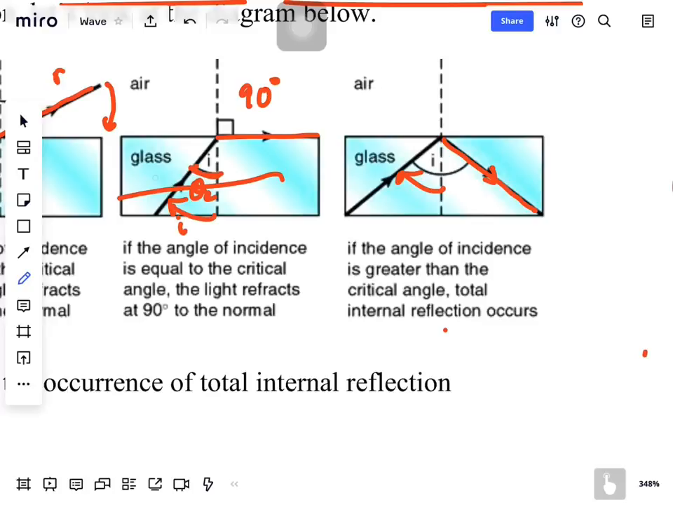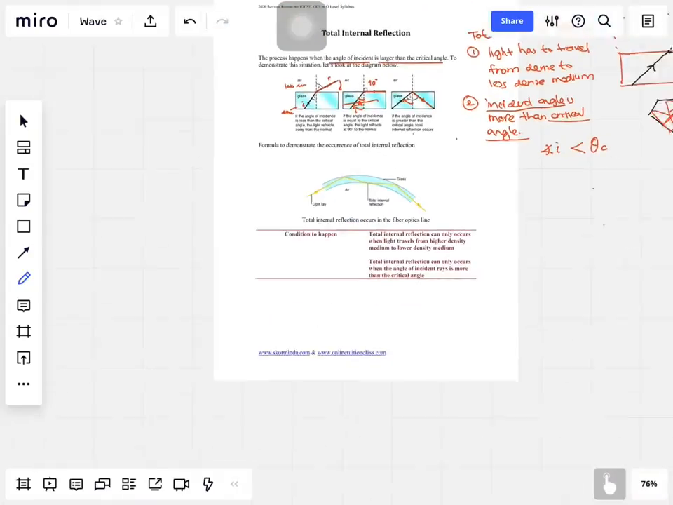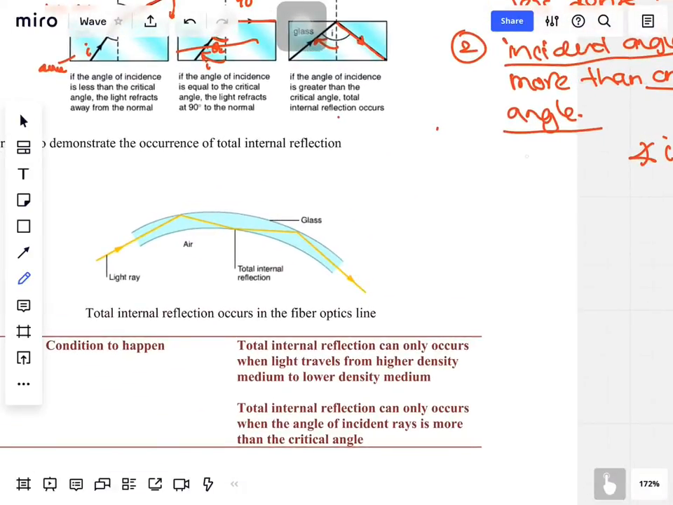The next question is: will the critical angle be the same for every single dense medium? No, it will not be the same. It depends on the density of the medium itself. For diamond and for oil, they have different critical angles. You have to calculate it to find the real critical angle, and it can be done mathematically. It's not something impossible, and we will go through that later on.